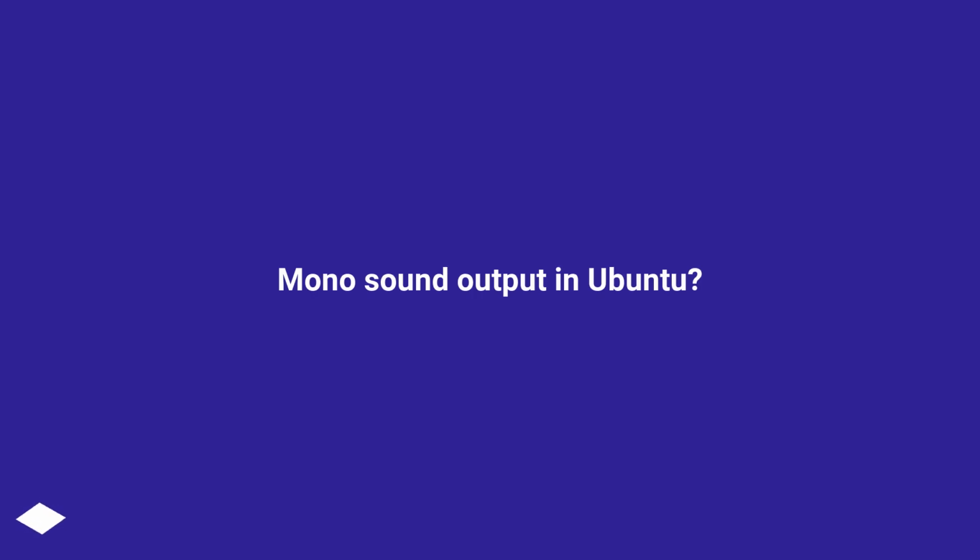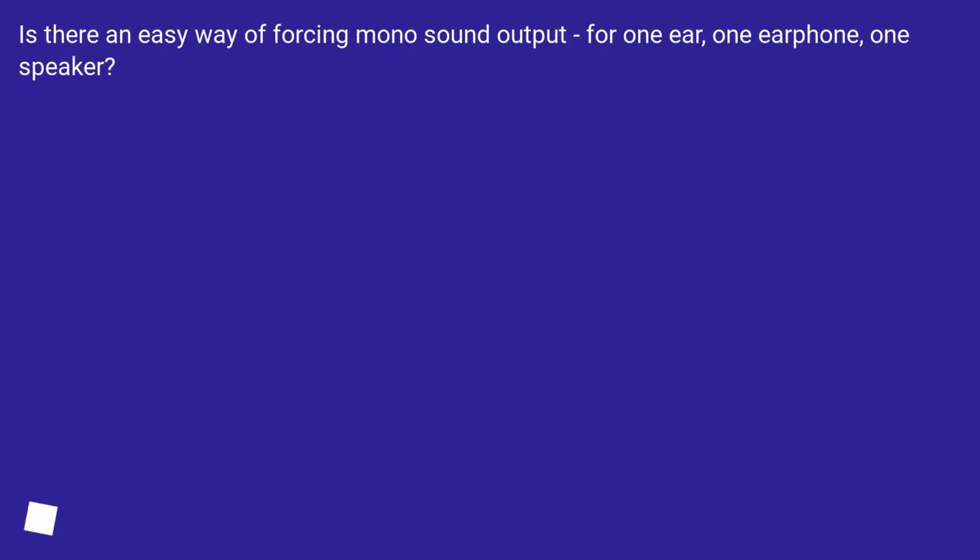Mono sound output in Ubuntu. Is there an easy way of forcing mono sound output for one ear, one earphone, one speaker?